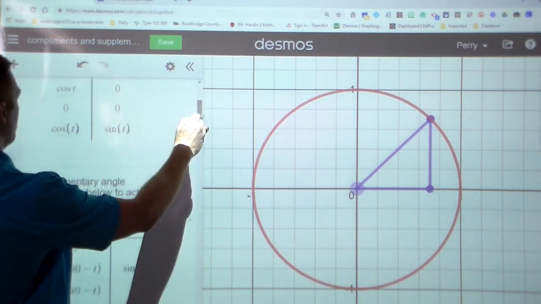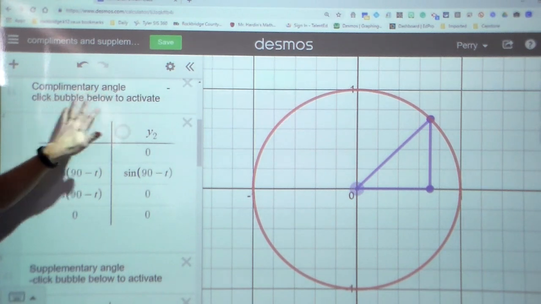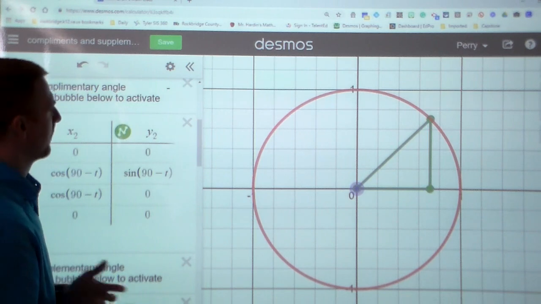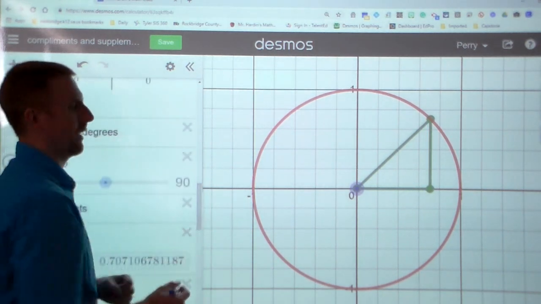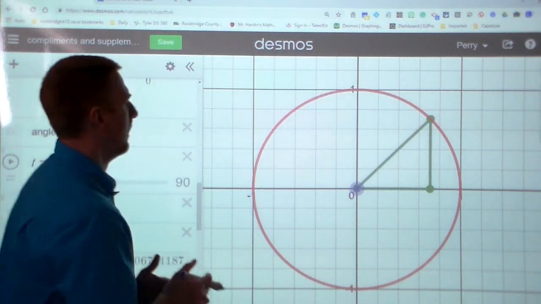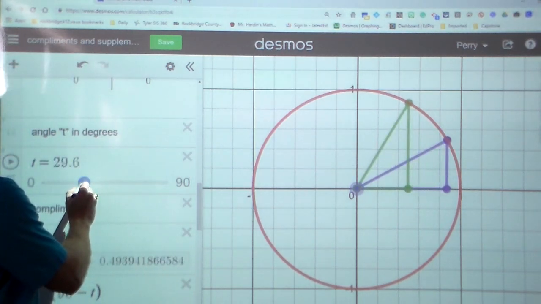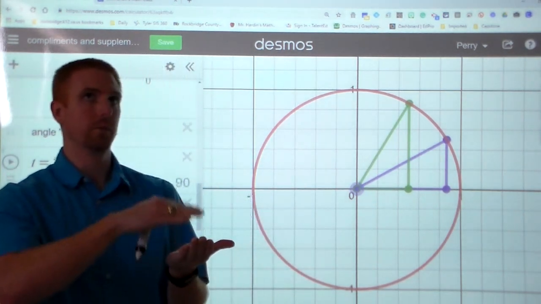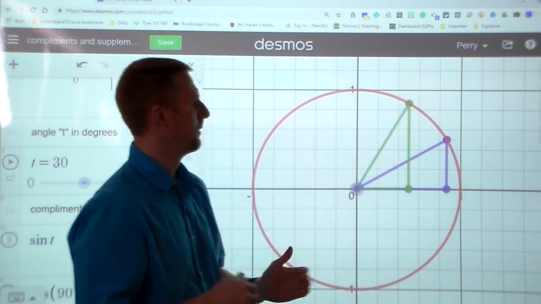And then we'll start with a simple complement. I'll put this here, complement any angle, click the bubble to activate. So it's hopefully pretty straightforward. The complement to a 45-degree angle is also 45 degrees. They have to add up to 90 total. Some things I want you to start thinking about. Let's try 30. If T is 30, well, 30 plus 60 adds to 90, so the complement has to be 60.